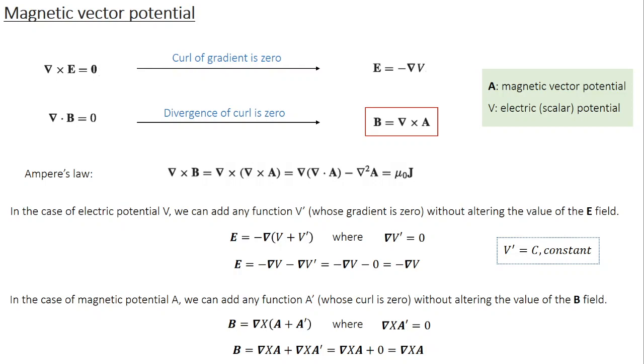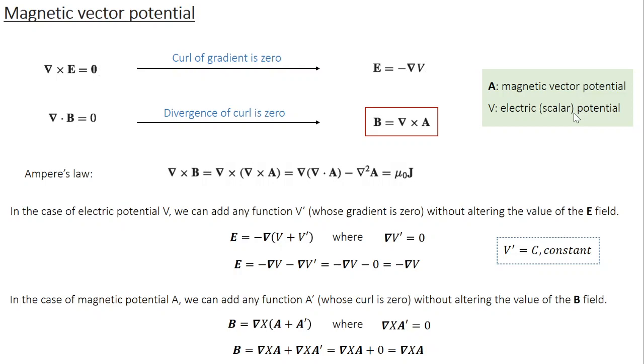Now, in the case of electrostatics, the fact that curl of E equal to 0 allowed us to introduce the concept of electrostatic potential. Because from vector analysis, we know that curl of gradient is always 0. So this enabled us to write the electric field in terms of a gradient of a scalar function. That is how we wrote E equal to minus grad V, where V is known as the electric scalar potential.